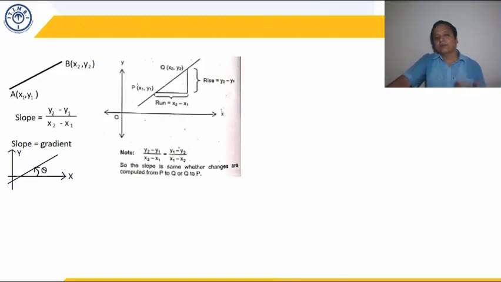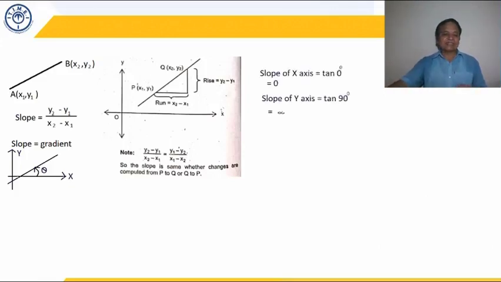Slope is change in y coordinate upon change in x coordinate. Whether you do y2 minus y1 upon x2 minus x1 or y1 minus y2 upon x1 minus x2, slope remains the same. The x-axis makes 0 degree with itself, so slope is tan 0, that is 0. The y-axis makes 90 degree with the x-axis in the anti-clockwise direction, so tan 90 is infinite. X-axis slope is 0, y-axis slope is infinite.